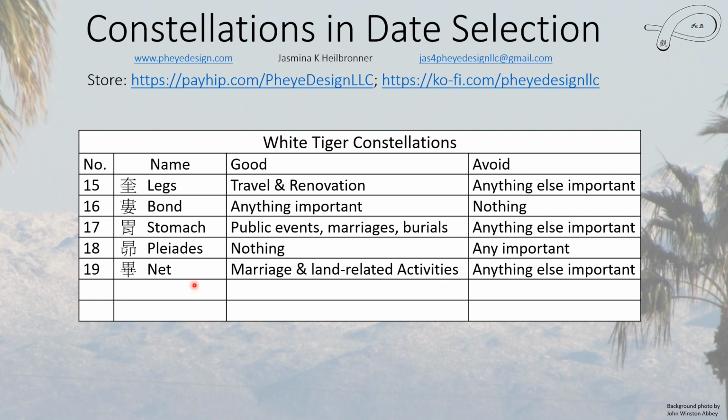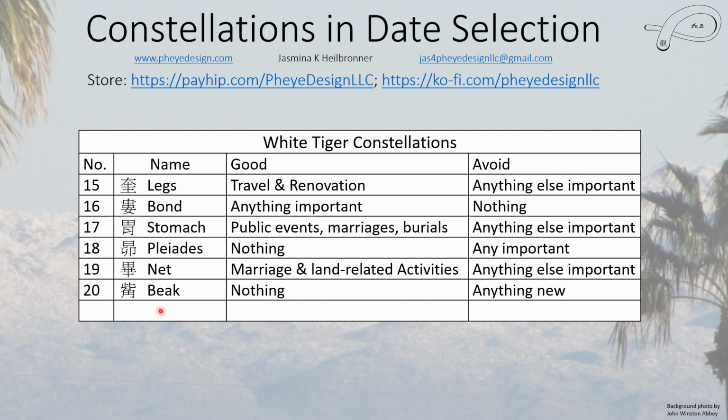So number 19 is net. It's good for marriage and land-related activities. That would be like buying or selling land, perhaps changing the purpose of what you're using the land for, that kind of thing. And basically anything else important you should avoid.